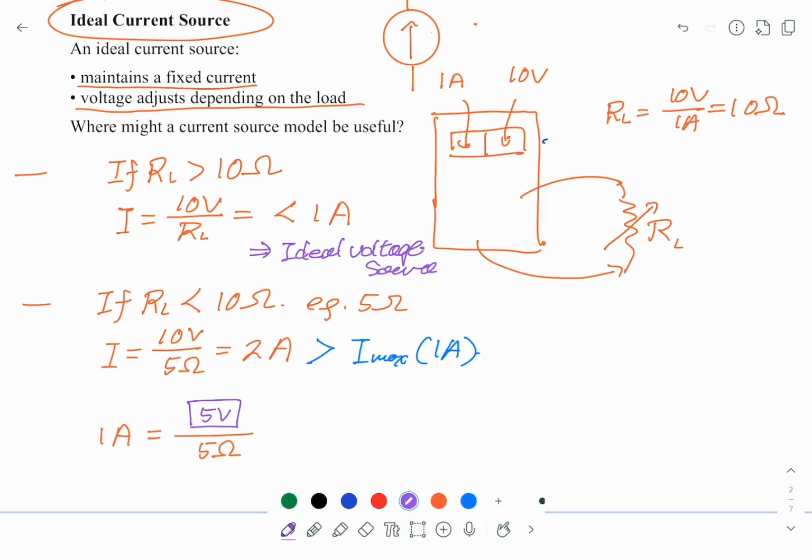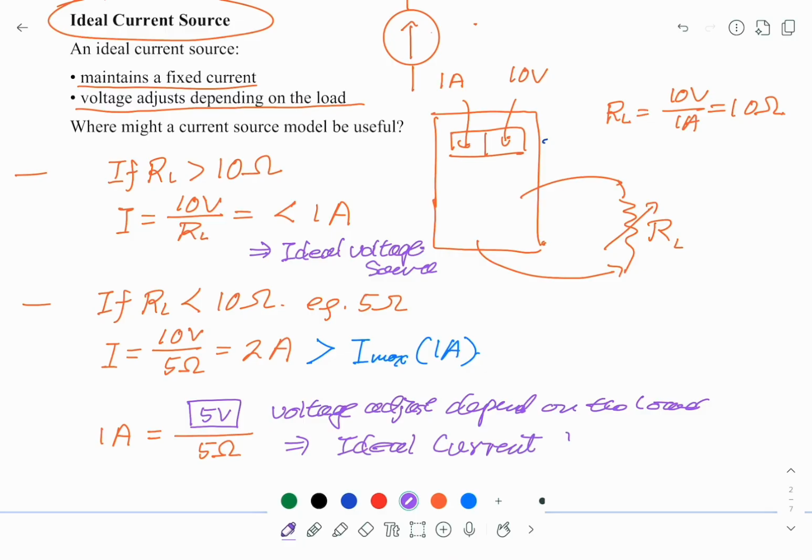So it means now the voltage adjusts depending on the load, and this is no longer an ideal voltage source, and it becomes an ideal current source. So as long as the outside load is less than 10 ohm, it becomes an ideal current source. The current maintains constant, but this time the output voltage will adjust itself.